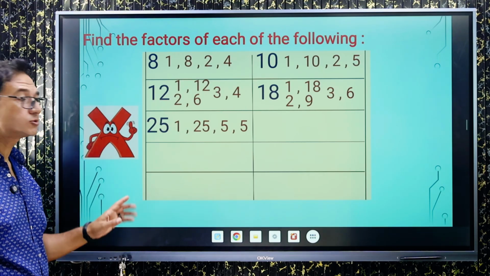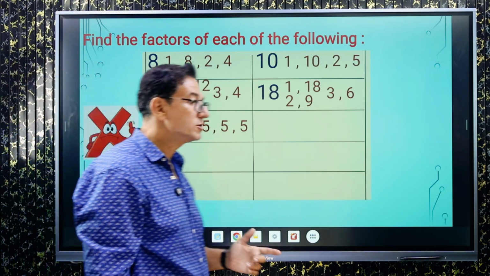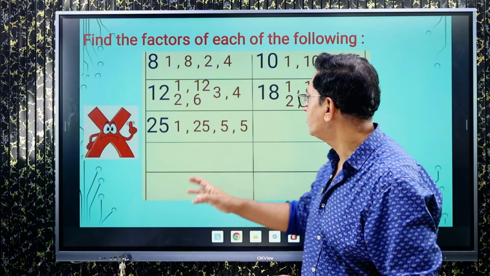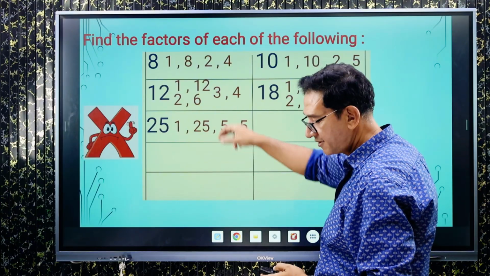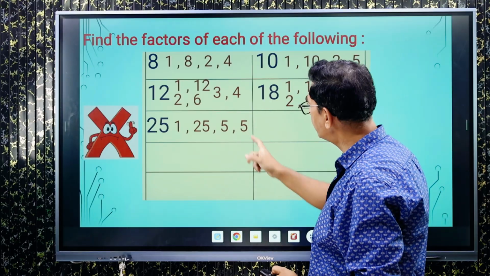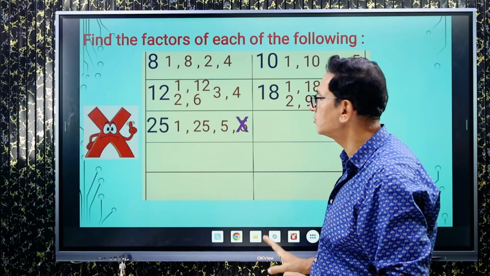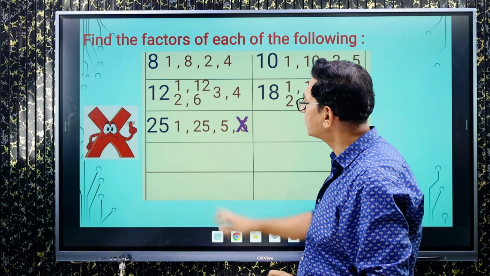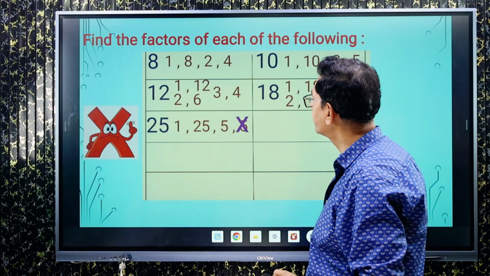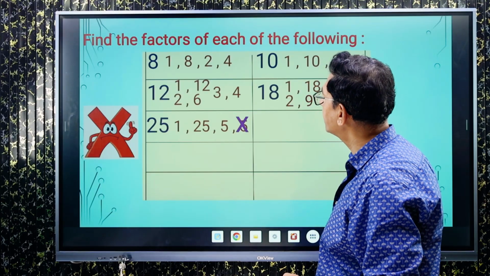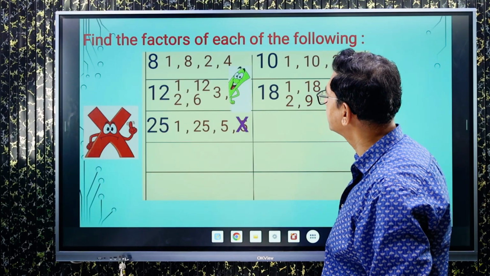Of course, this is wrong. Why? Because here we wrote 5 before. So we don't have to write 5 and 5. So it's only 5. So we will write only 1, 5. The factors of 25 are 1, 25, and 5. And this is, of course, correct.